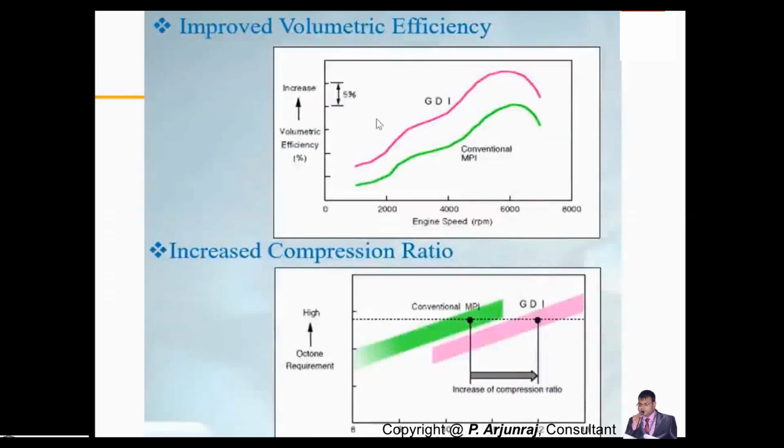Again, apart from this volumetric efficiency, even the combustion efficiency is going to be higher for GDI. And even here, I'm going to compare volumetric efficiency and compression ratio. You're going to get higher volumetric efficiency, almost 5% increase. Again, the compression ratio is also going to be higher, almost 1.5 higher. So 10.5 we're going to get for MPFI, and 12 you are going to get for GDI.